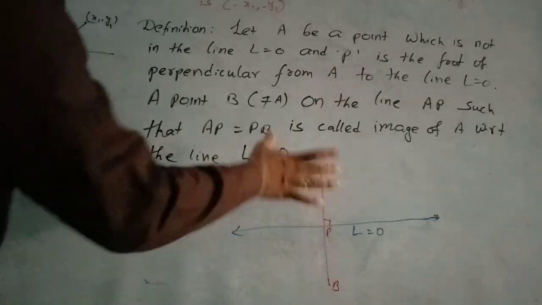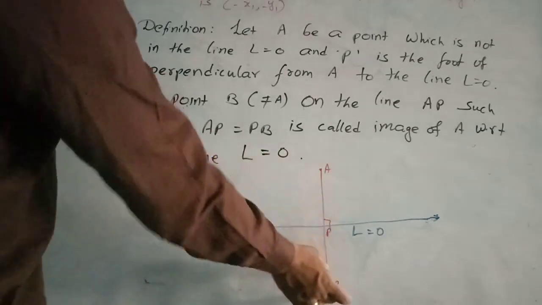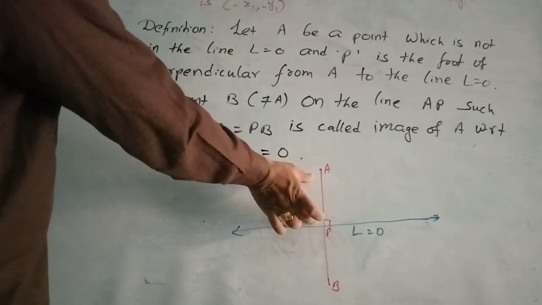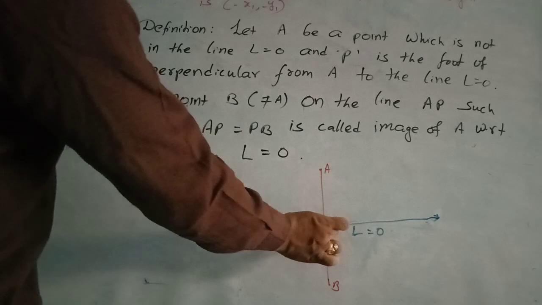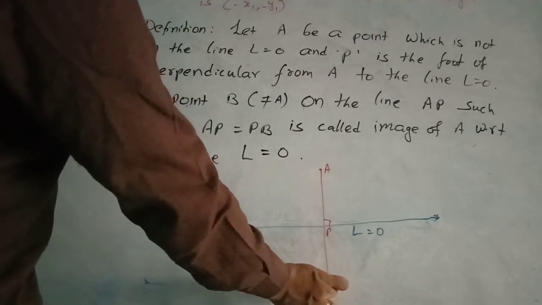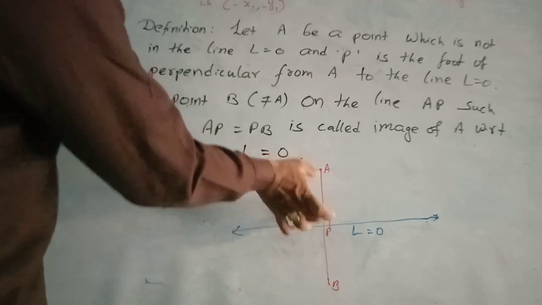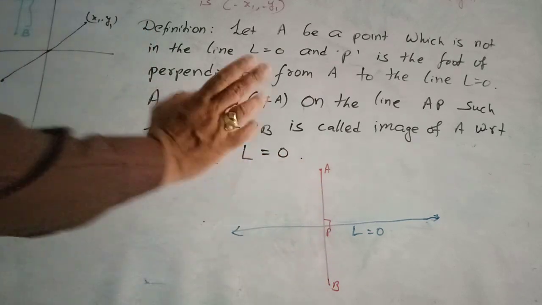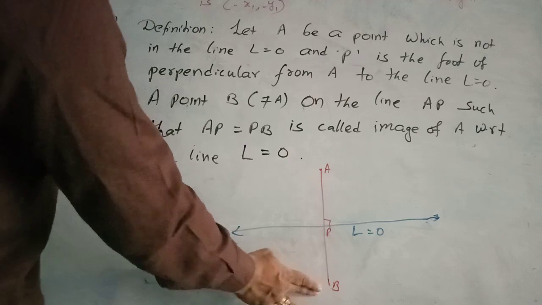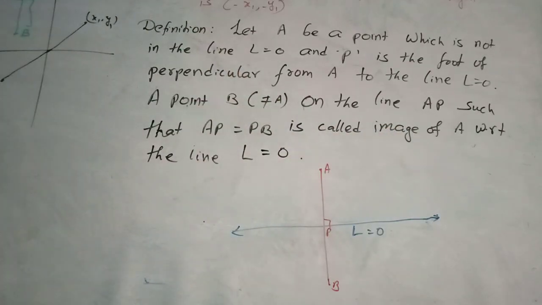So A and B should not coincide with each other. Here, what is the foot of the perpendicular P? On the opposite side there exists a point B, so AP will be equal to PB. Then we will say B is the image of A with respect to the line L equal to 0.